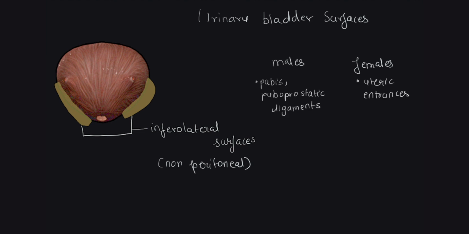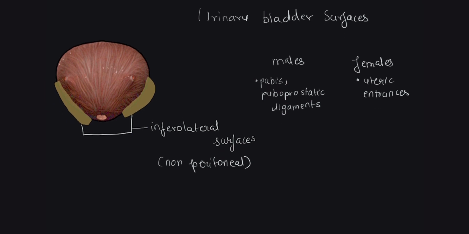So we have tubes entering, and then in the case of males, we have ligaments. The ligaments that attach to the bladder on the inferolateral surface in the case of males are the puboprostatic ligaments, and then we have the pubic ligament. And in the case of females, it's just the ureteric entrances. So that being said, let's look at the superior aspect.